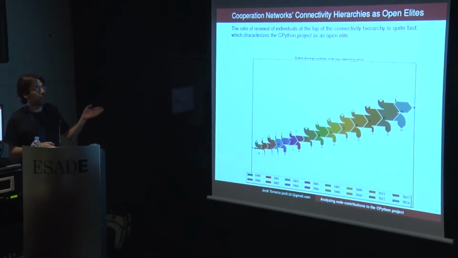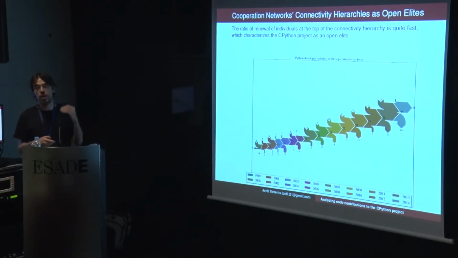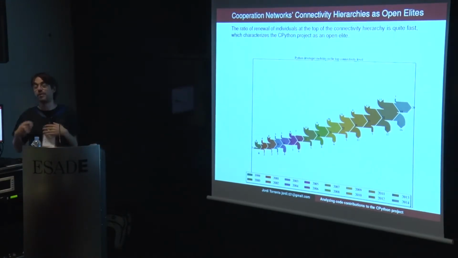This Sankey diagram refers to the same plots that I showed you before. At the top of the connectivity level, for instance, this year, which is 2007, at the top of the hierarchy at the beginning of the year, there were 12 people, but that year, 13 new developers entered the top of the connectivity structure. And this means that the dynamic, instead of an oligarchy, is more like an open elite. So if you look longitudinally, there is a lot of new blood entering the top positions of the hierarchy and contributing most of the code, in this case of CPython, but also in other open source projects.